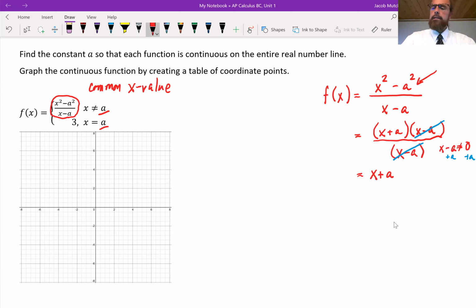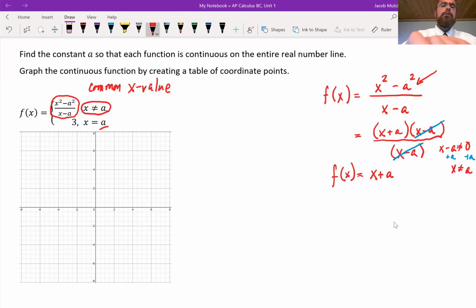See if you recognize it from the original piecewise function. x does not equal a. Well, and that's why we've got that in the piecewise function. If x equals a, it's going to be undefined. Luckily, though, we were able to reduce that down to just f of x equals x plus a. So we'll just hold on to that for a moment.